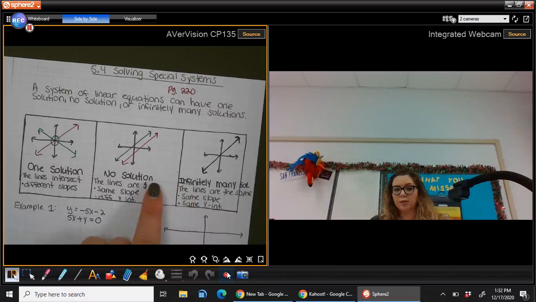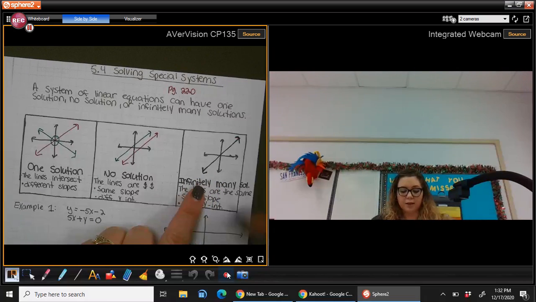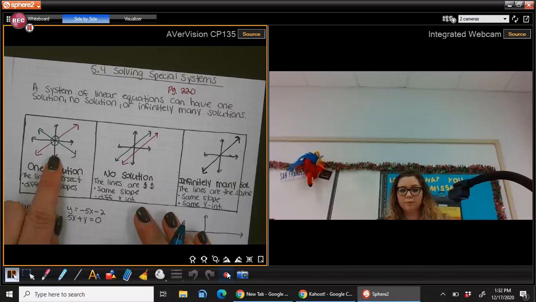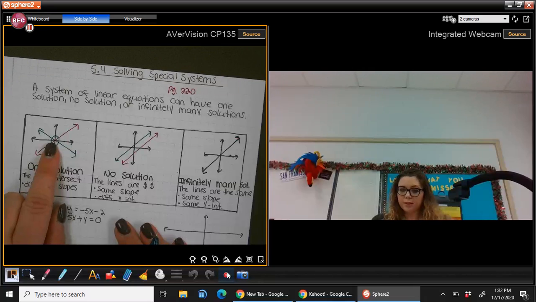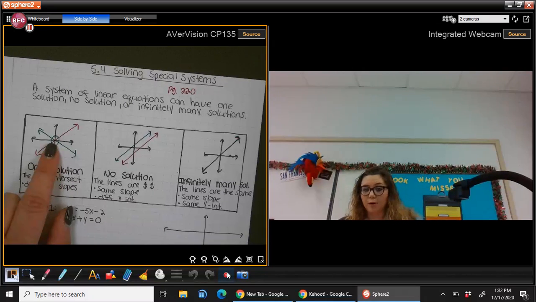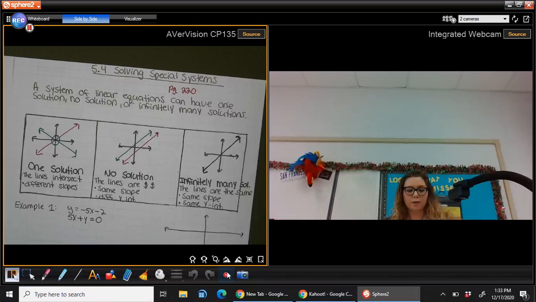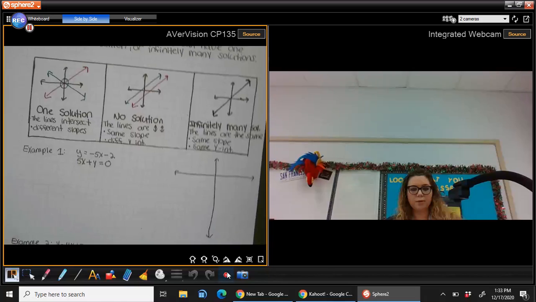No solution, there's no point in common. Infinitely many solutions means all the points on this line they have in common, and they satisfy both equations. One solution means there's only one point that satisfies both equations, and that's when the lines intersect each other at one point. So we're going to do some examples.